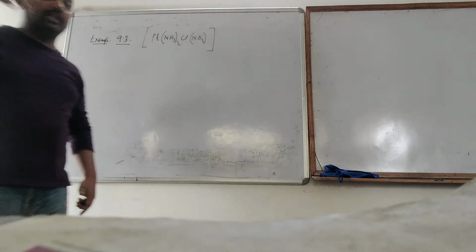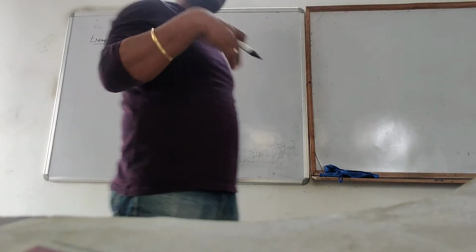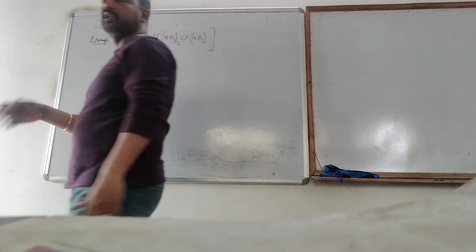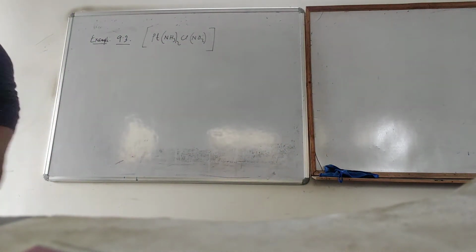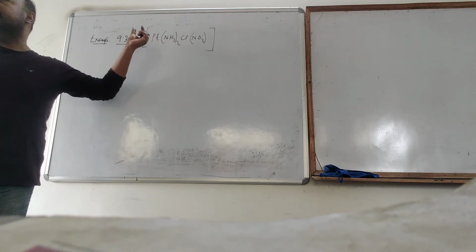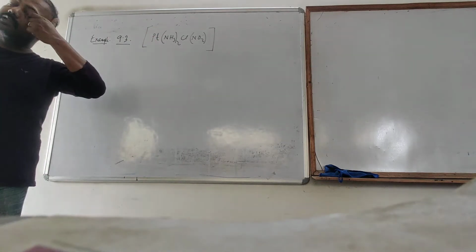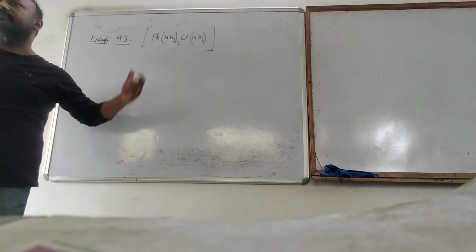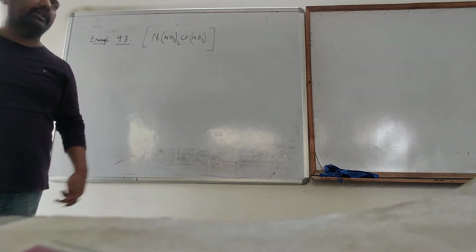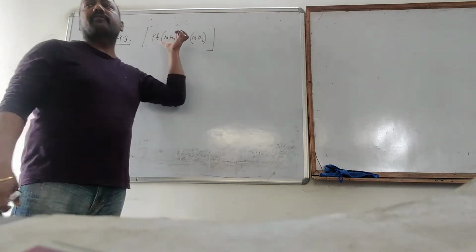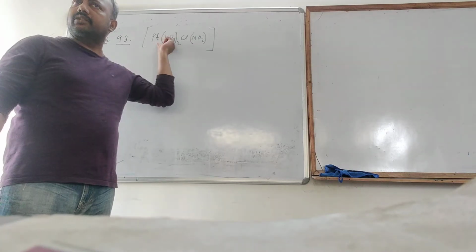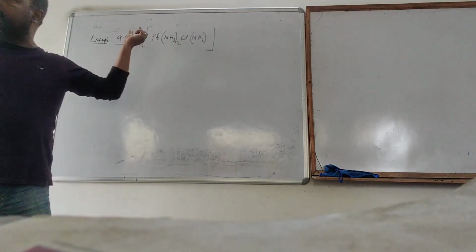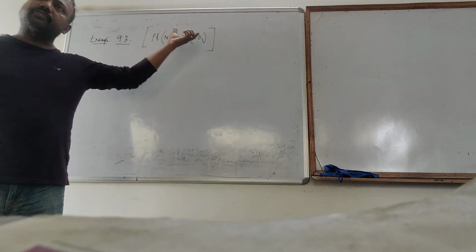See the second rule. What is the second rule? That in a complex क्या क्या होता है? Central metal ion होता है, ligands होता है, right? So obviously ligands has to be named before the central metal ion. Clear? Okay. Abhi ligands, how many types of ligands are there? 3 types of ligands are there. What is the central metal ion? Platinum.